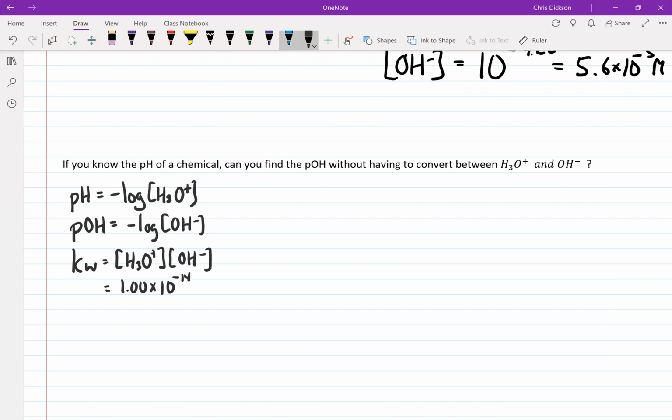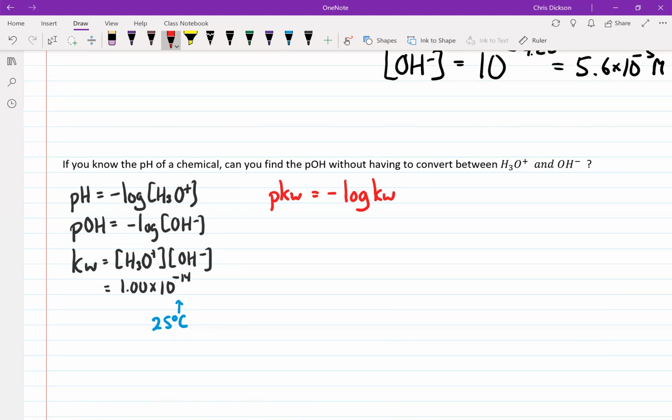Now, I wanted to go back and talk about this number again. This number really is only true at 25 degrees Celsius. We have to be at 25 degrees Celsius to get that number. So let's assume we are at 25 degrees Celsius. Let's take a look at another term we haven't looked at yet, what's called the pKw. Notice that pH is a negative log, pOH is a negative log, and pKw is also a negative log. It would be the negative log of Kw.